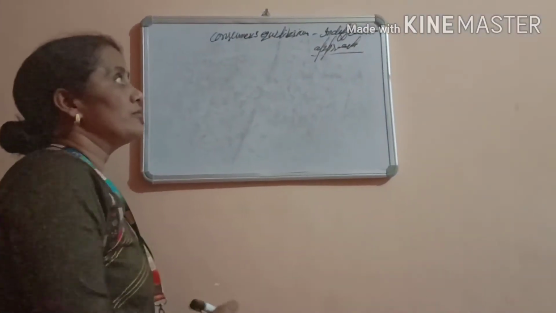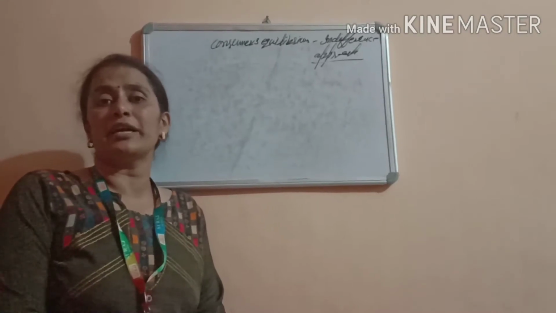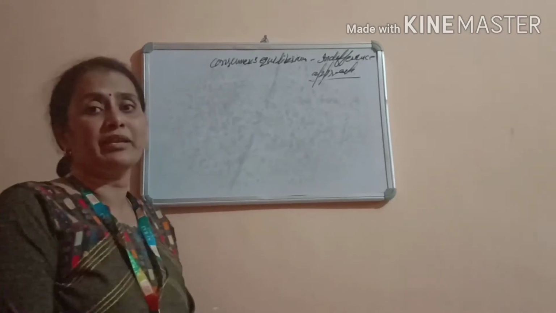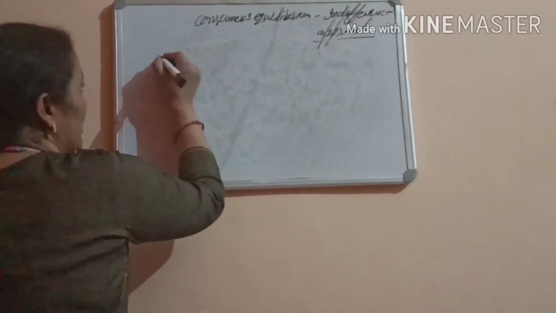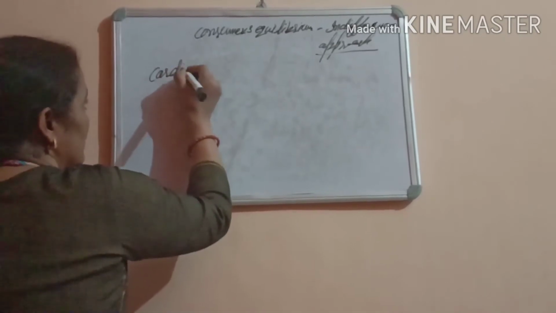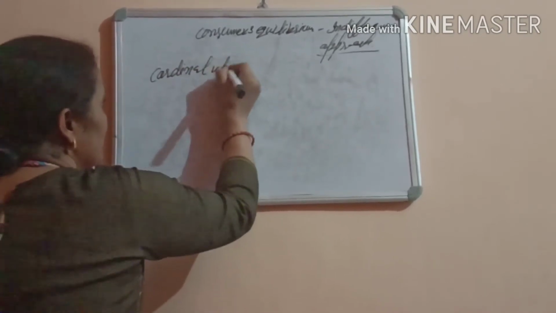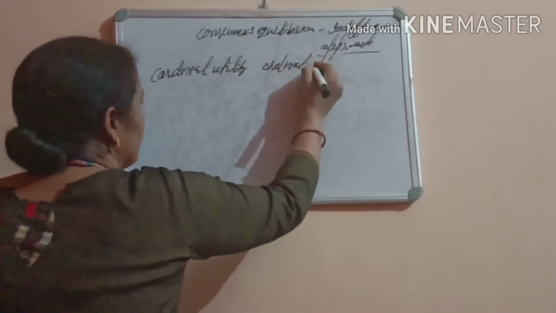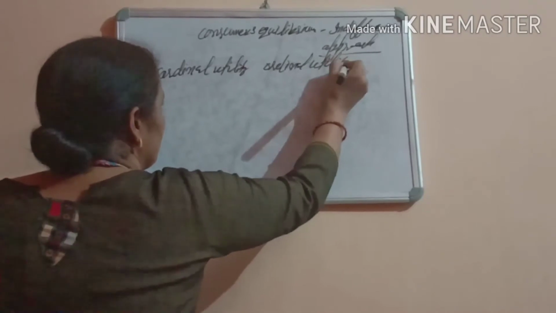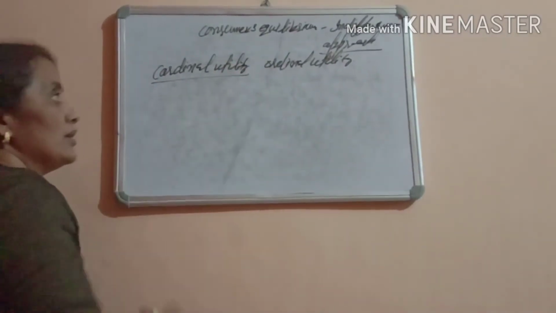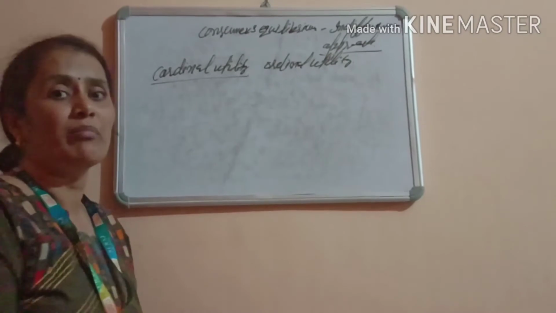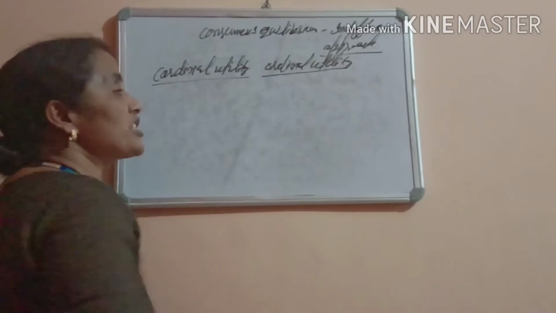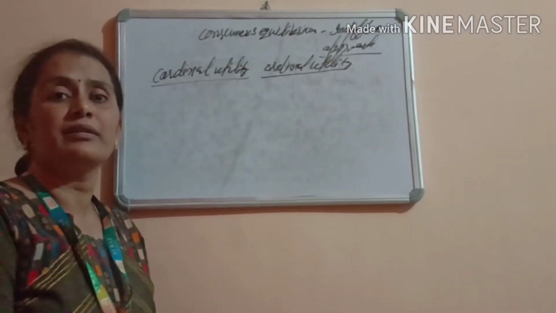First of all, what's the difference between the utility approach and indifference approach? Both study the consumer equilibrium, so there is a difference between the cardinal utility and ordinal utility. The cardinal utility can be measured in terms of numbers, and the ordinal utility can be measured in terms of rank, right?